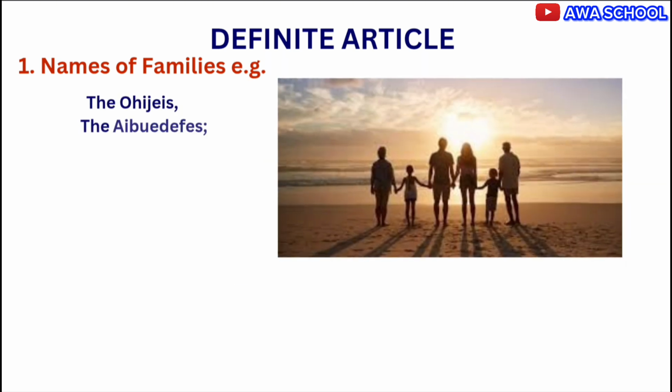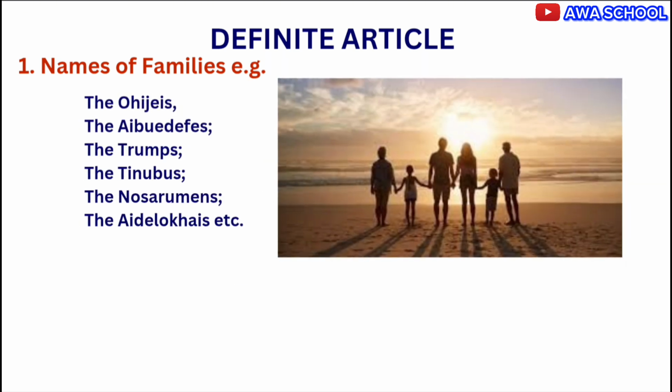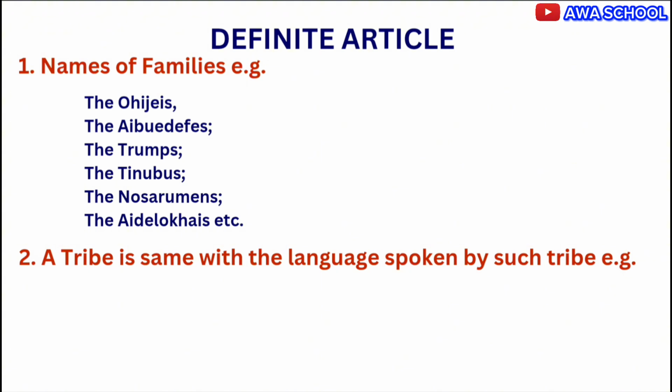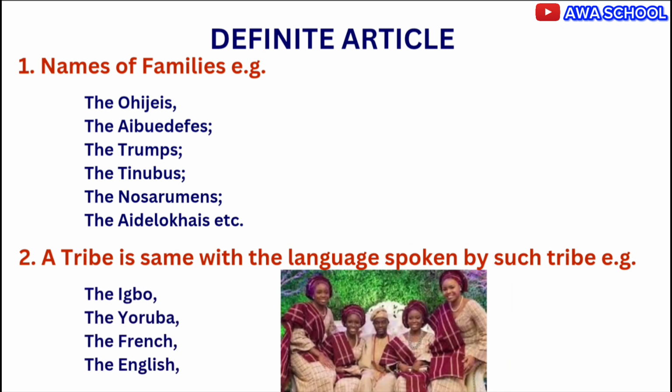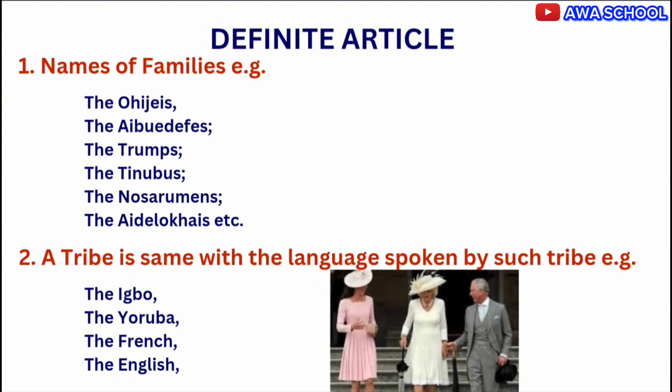This is very simple. First, you use it when talking about names of families. Example, the Ohijes, the Ibwedefes, the Trumps, the Tinubus, etc. Note, you must add an S at the back of these surnames. 2. When a tribe's name is the same as the language spoken, you make use of the definite article the. Example, the Igbo, the Yoruba, the French, and the English.